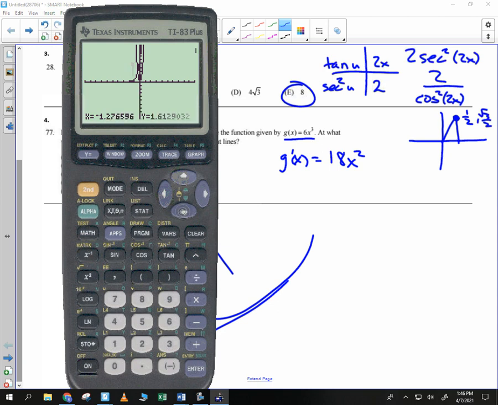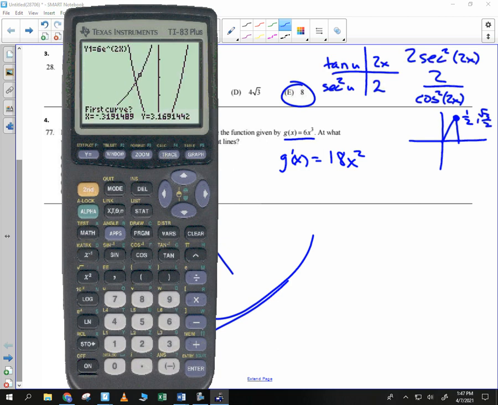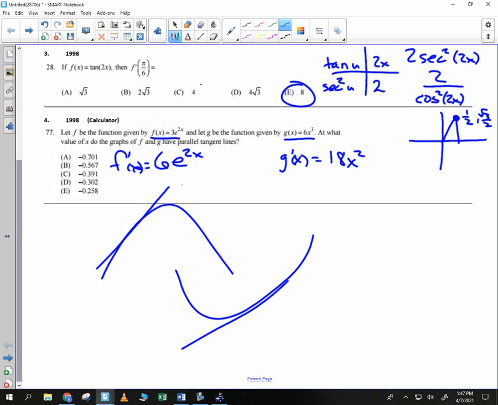If I can find that point of intersection, that will be the spot where their tangent lines are in fact parallel. Let's see if we can see that intersection. There it is. How do I find intersection on my calculator? Press 5. Press enter on one, enter on the other, enter for guess, and you come up with negative 0.391. So, not too bad when you see the problem worked out.